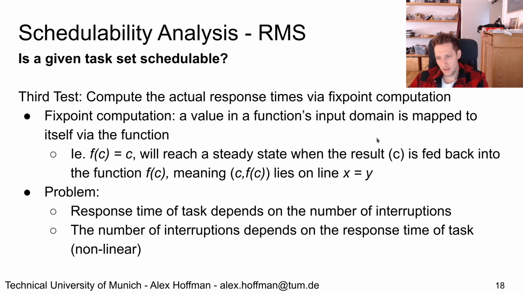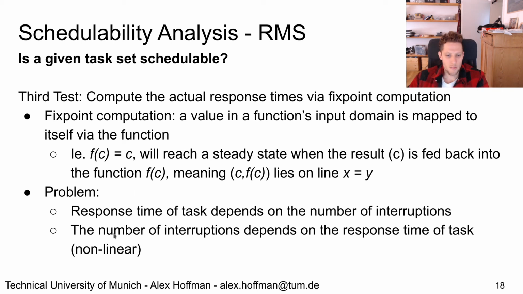And then if you were to plot the steady state that we would reach, that means once you feed this result, C, back into the function f of C, you would get this coordinate C, f of C that lies on the line y equals x, so essentially just a 45-degree line.